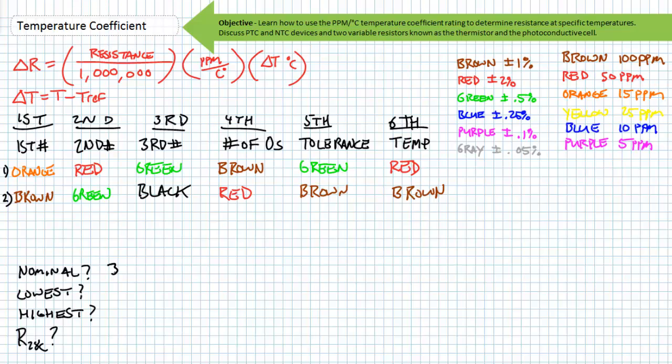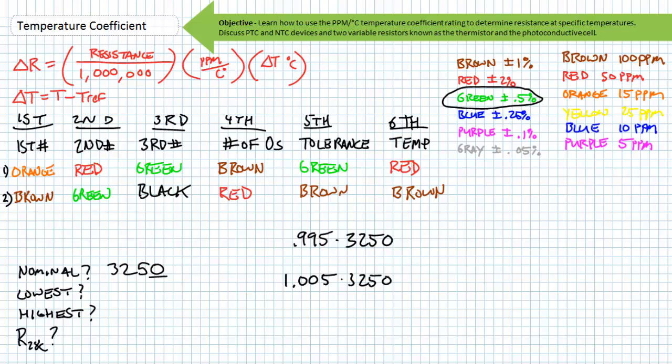The second band is red, or red is 2. Third band is green, which is 5. And the fourth band is brown, which means I need to follow this by 1 0. So this resistor's nominal value is 3,250 ohms. Its tolerance band is green, which means it's plus or minus 0.5%.